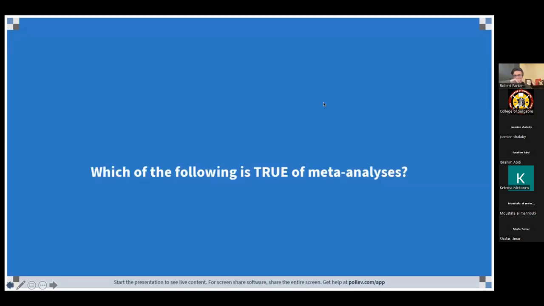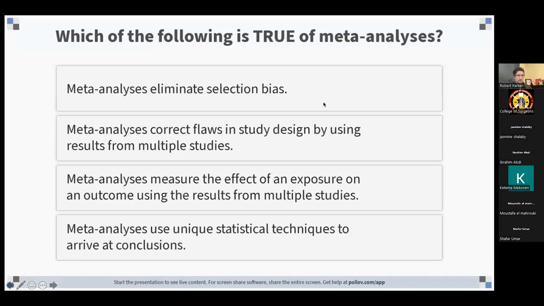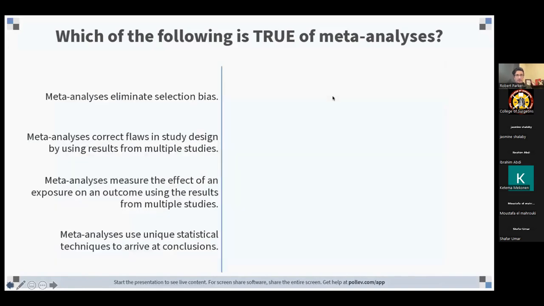All right. So which of the following is true of meta-analyses? Meta-analyses eliminate selection bias. Meta-analyses correct flaws in study design by using results from multiple studies. Meta-analyses measure the effect of an exposure on an outcome using the results from multiple studies. Meta-analyses use unique statistical techniques to arrive at conclusions. All right, you've got to be quick. The guys on the leaderboard have figured that out already. All right, so it's now locked. Let's see what we got.